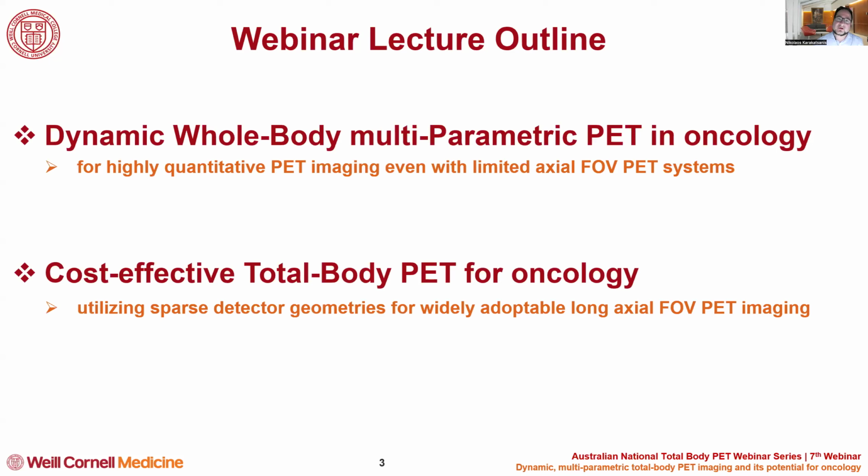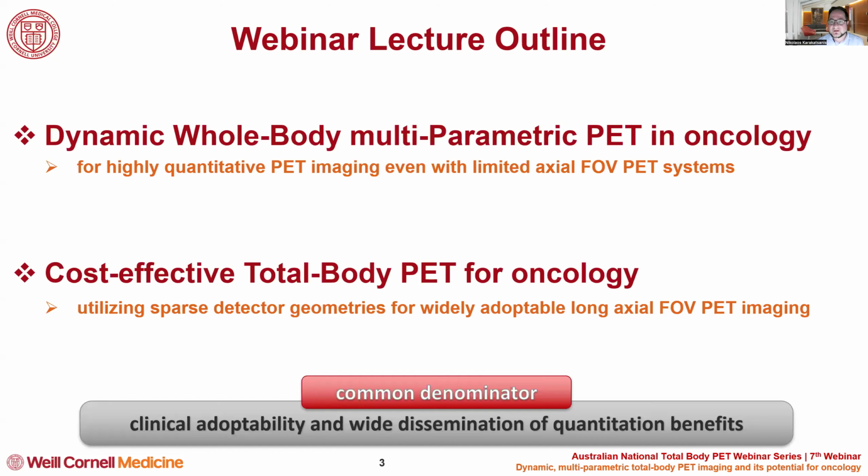The components of my talk are going to be two. The first one, we're going to emphasize the value of dynamic and multi-parametric PET imaging in oncology and for whole body and total body PET imaging. And then I'm going to also talk about the importance of cost effectiveness in total body PET imaging and how we can enhance clinical adaptability of this technology to maximize the benefit for oncologic patients. The common denominator of both of those components is, as I said, the clinical adaptability and our objective to widely disseminate the benefits of this technology across the world.